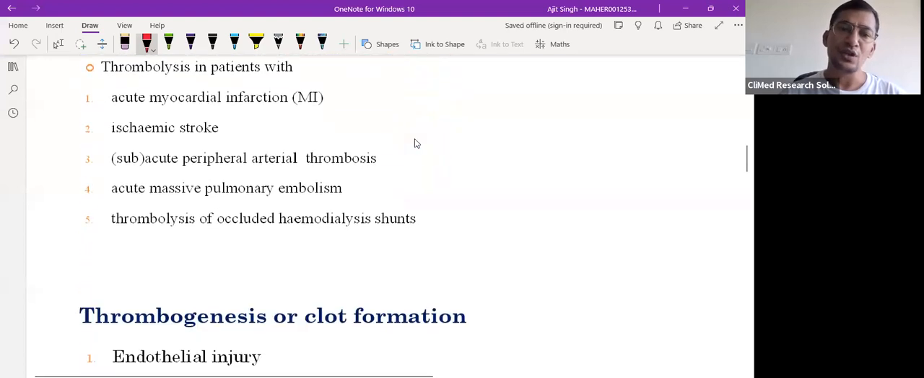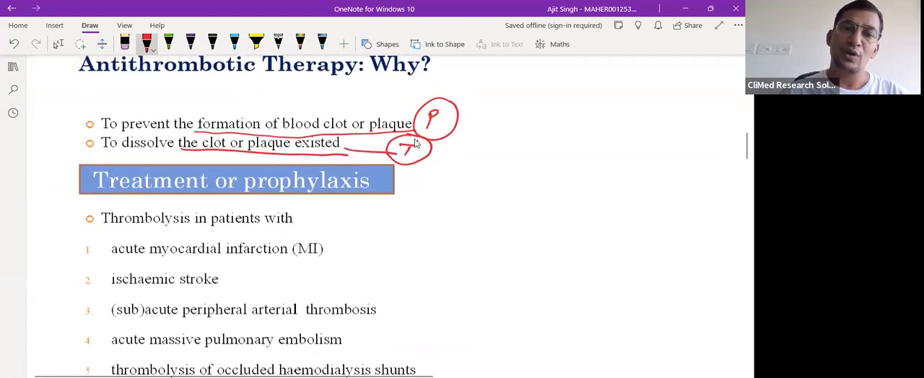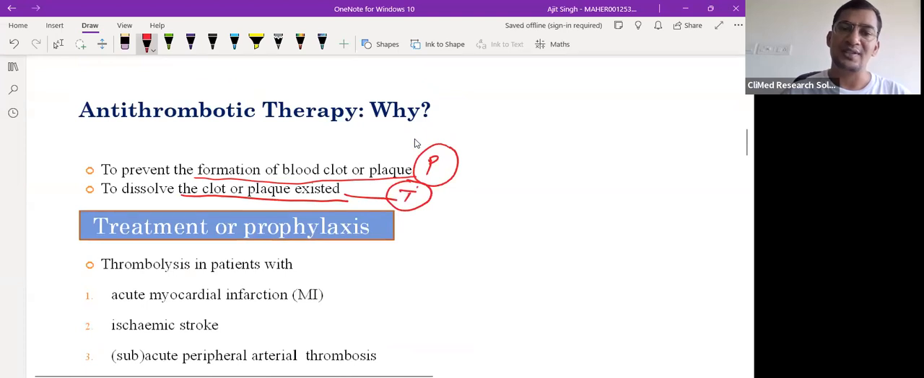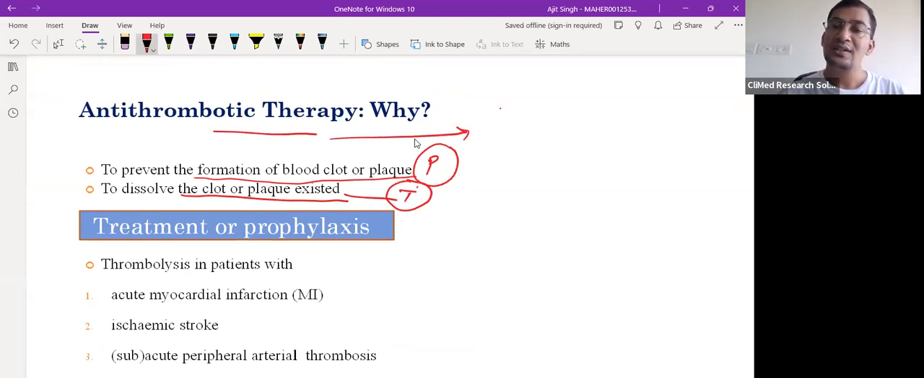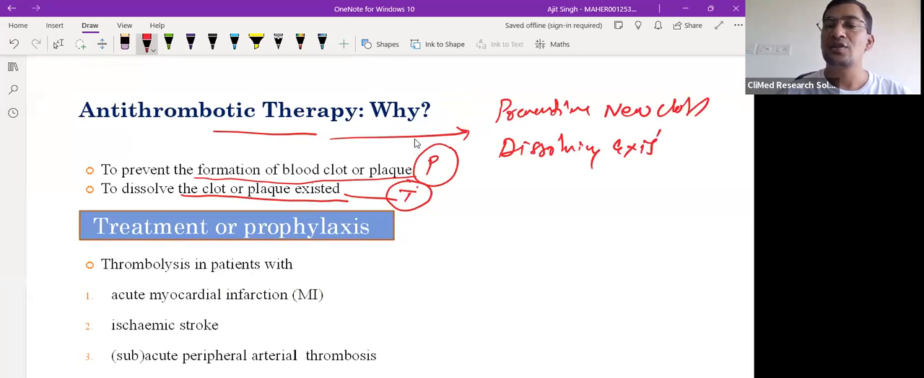Okay, so why do we call them antithrombotic agents? Either they are preventing new clots, or they are dissolving the existing clots.